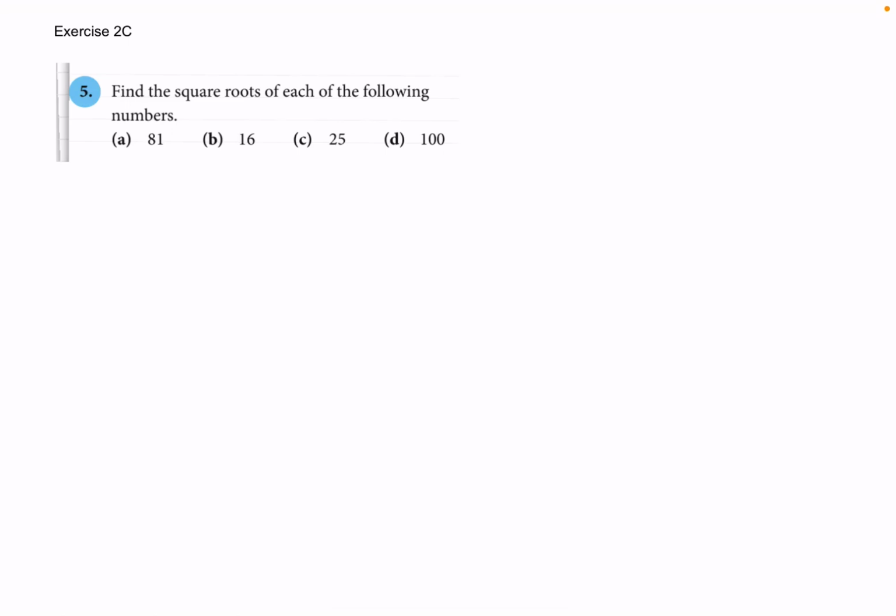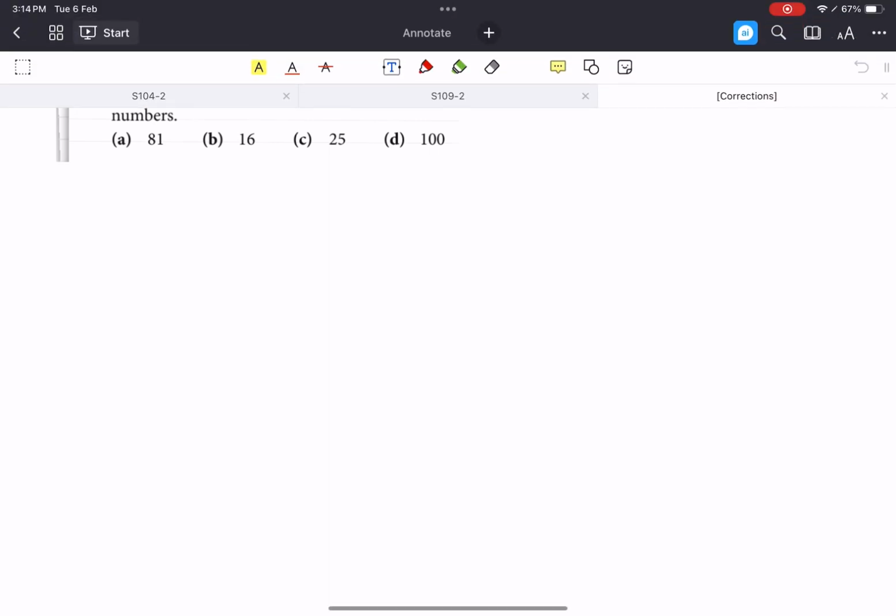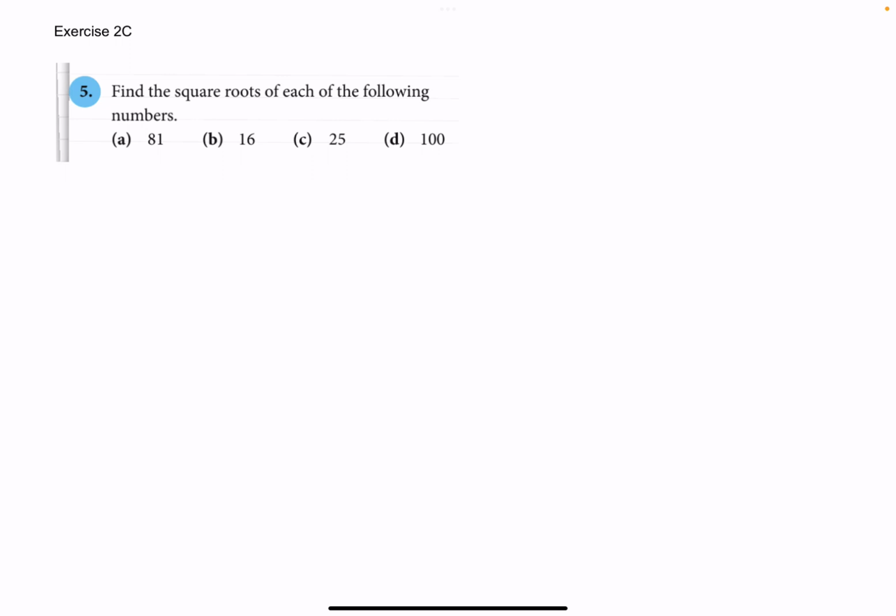Hello students. Here we are going to look at the suggested solution for exercise 2C. Okay. So the first question says find the square roots of each of the following.